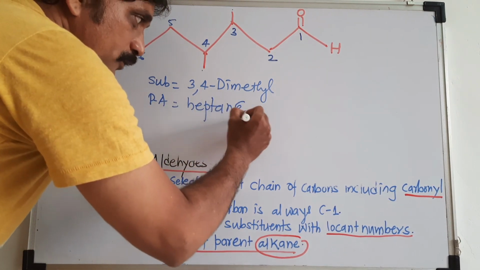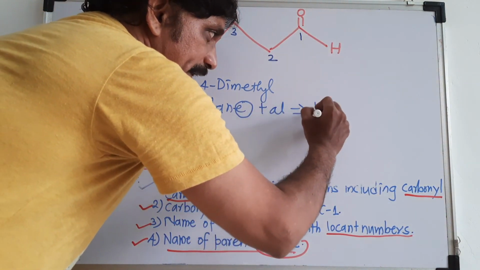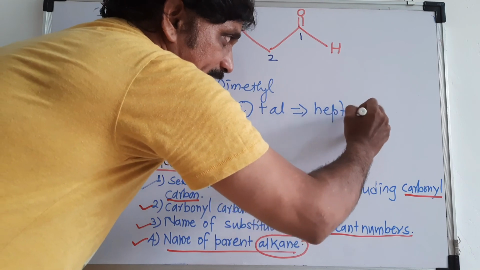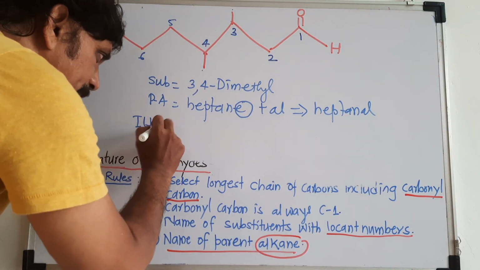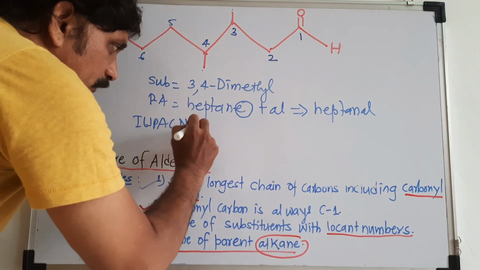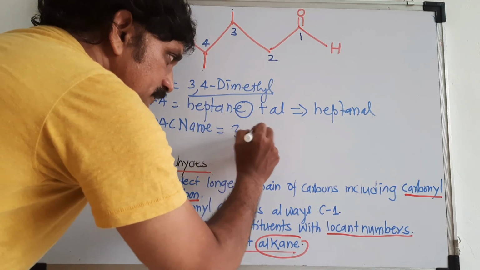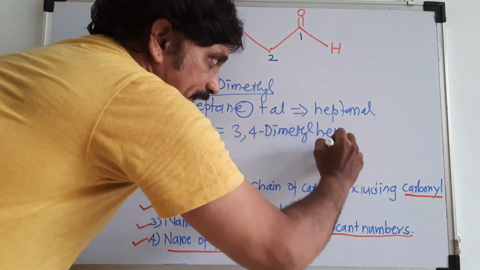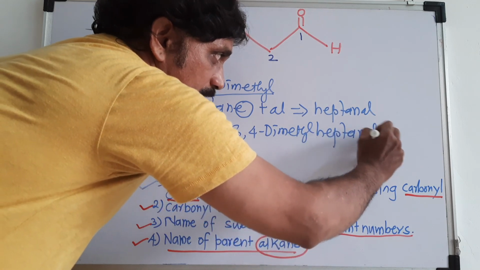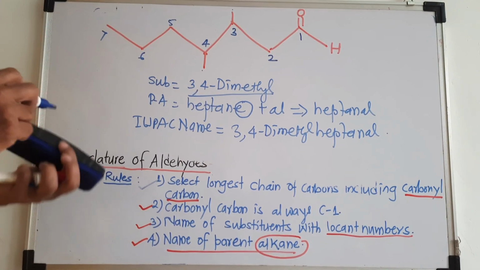Now as per the rule, you have to drop this E and add Al, so that becomes heptanal. Now to write its IUPAC name, what are you going to write here? Substituent first, so 3,4-dimethylheptanal is the IUPAC name of this compound. So in this way you can provide nomenclature to the aldehydes.